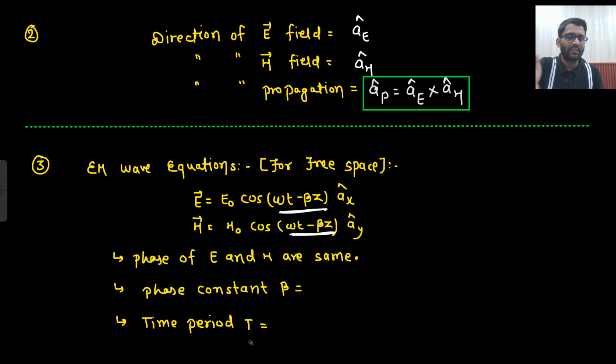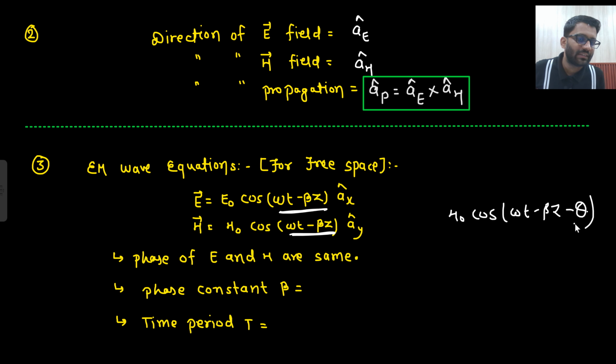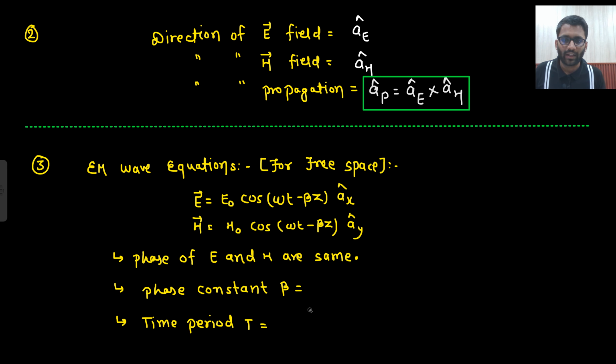Also by the expression you can see. If there was some phase difference, then it would be written like this: cos omega t minus beta z minus some phase. Some phase should be there. Here the phase is same. So the phase of E and H are the same. This is what I have written.